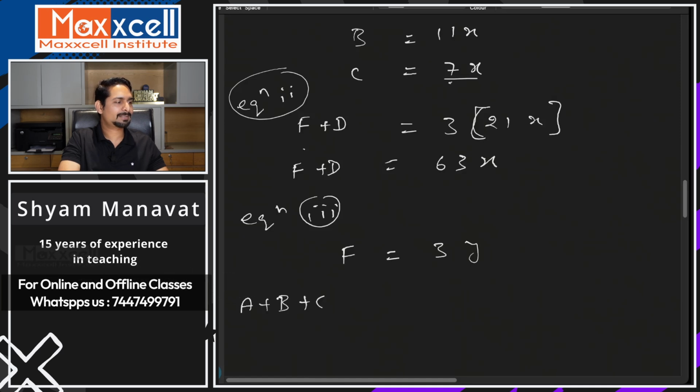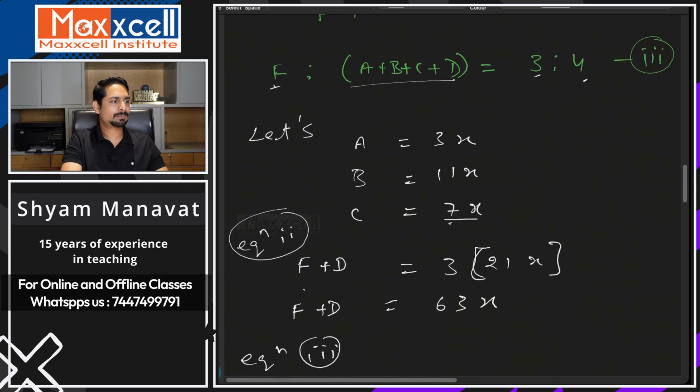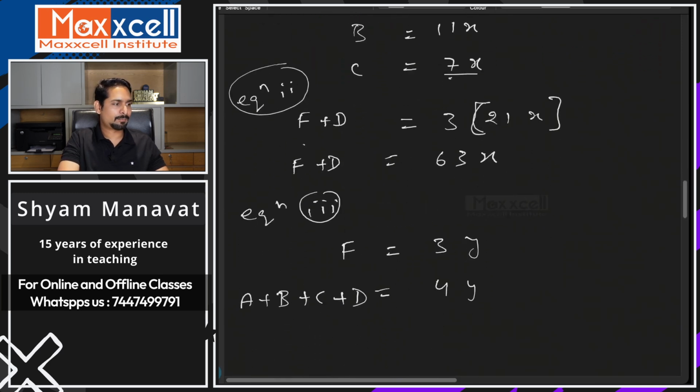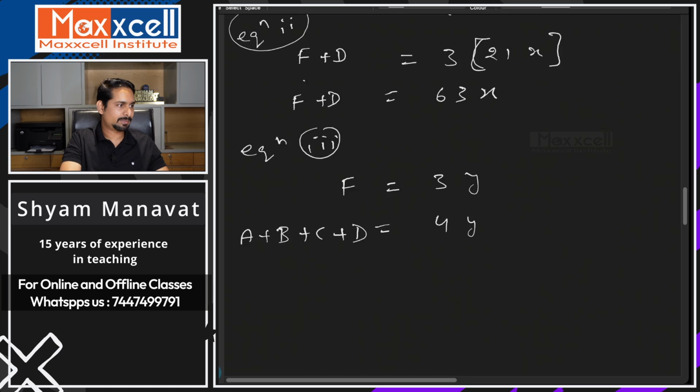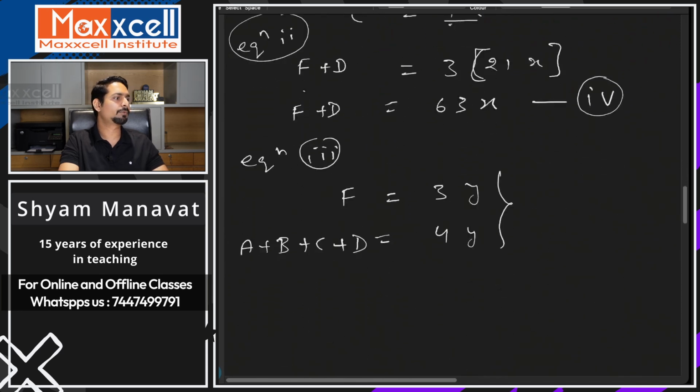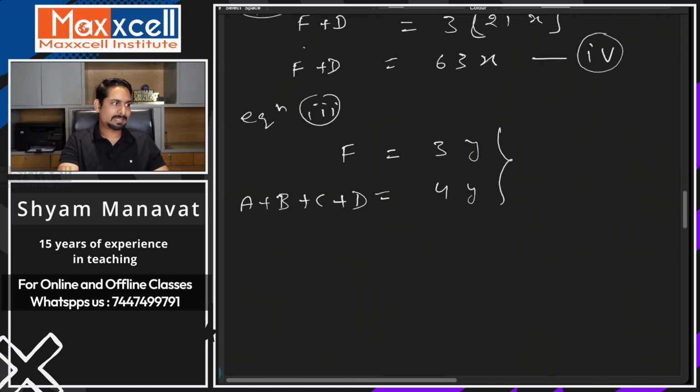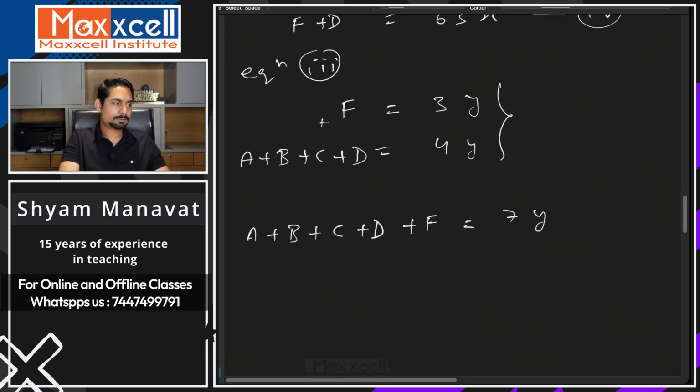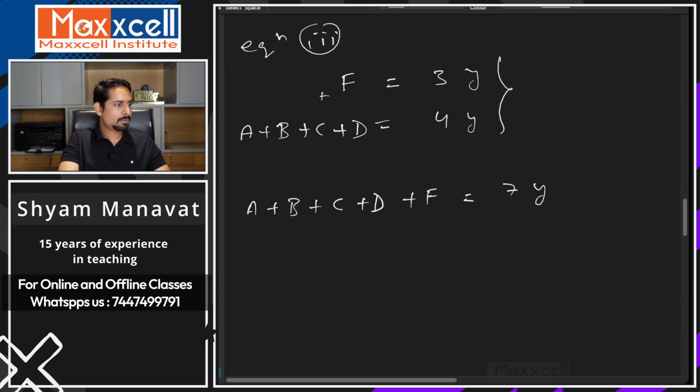And all of them, a plus b plus c plus d, that portion is 4, so I can use 4y. Now if I add both of them, I'll show you what we gain. If I take this to be equation number 4, I have f plus d, which I can get by adding them. So I have a plus b plus c plus d plus f equal to 7y. I can make it even shorter, but still I think you are not very much prepared to skip more steps at the same time.